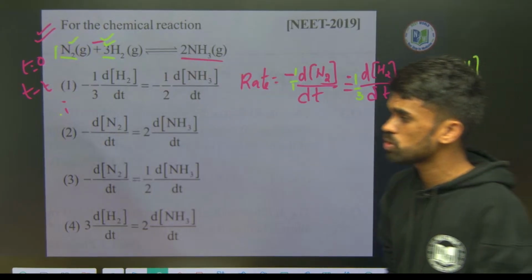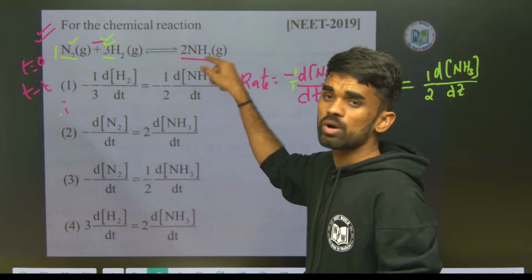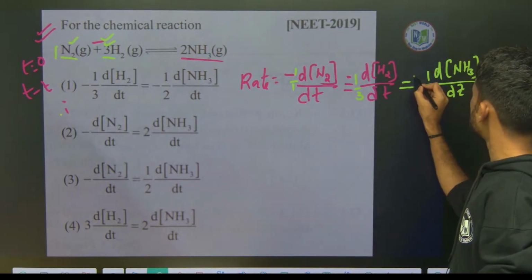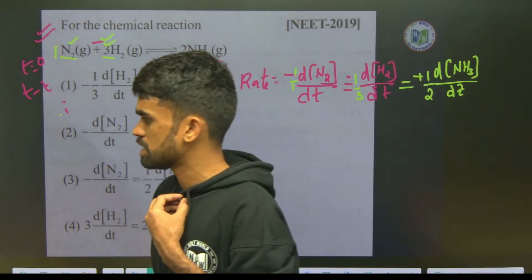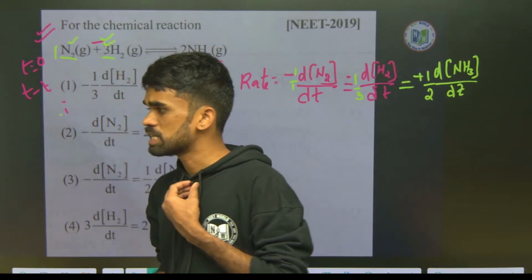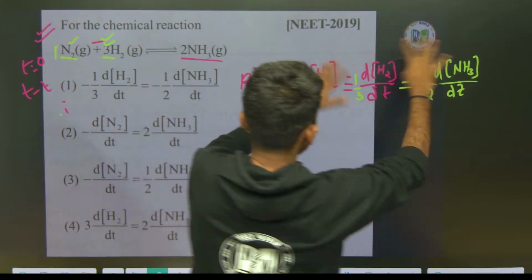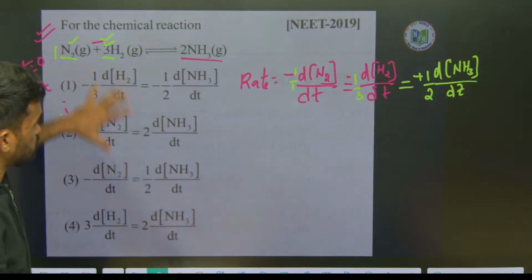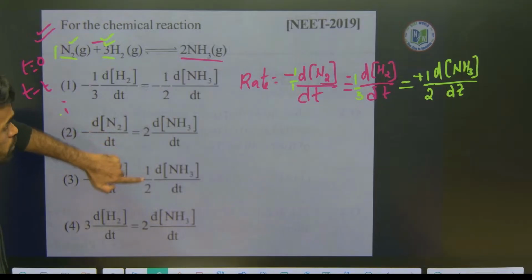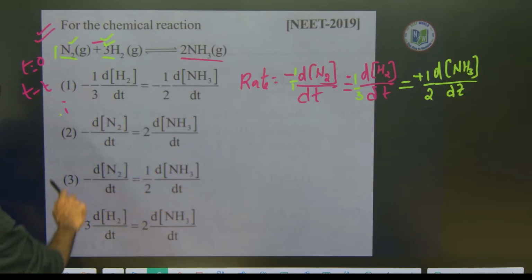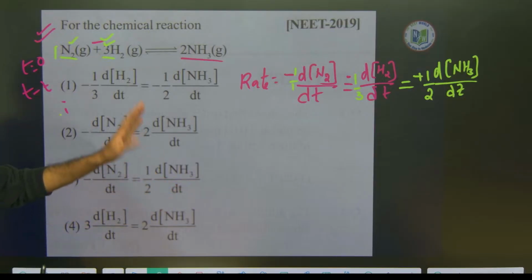Now what happens during the reaction? Concentration of product increases, so write it as plus, which indicates that concentration of product is increasing, that's it. So from this, identify the correct match out of these 4. So if you look, minus dN2 by dt is equals to 1 by 2 dNH3 by dt. So this is the perfect answer, and other options you can cross verify.